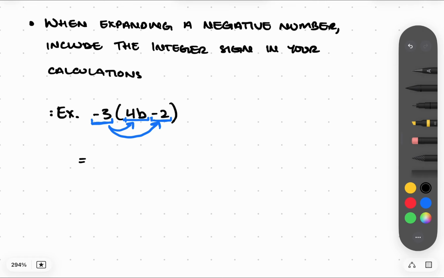So let's try this out. Negative 3 times 4b is negative 12b. Now, negative 3 times negative 2 is going to be, and here, I'm actually going to show you something. If you're not too sure of the calculations and you want to do it on the side, I've recommended this in the past, and so I recommend doing it for this.